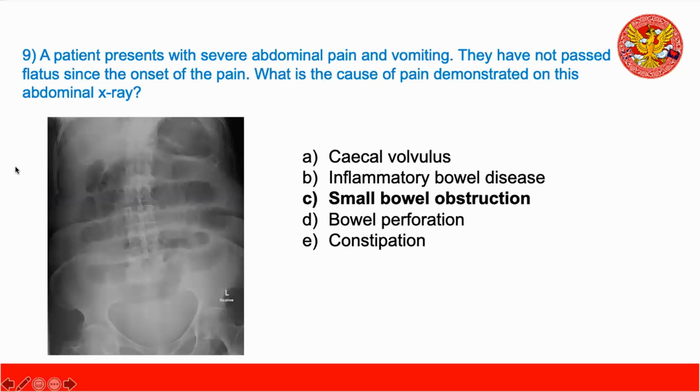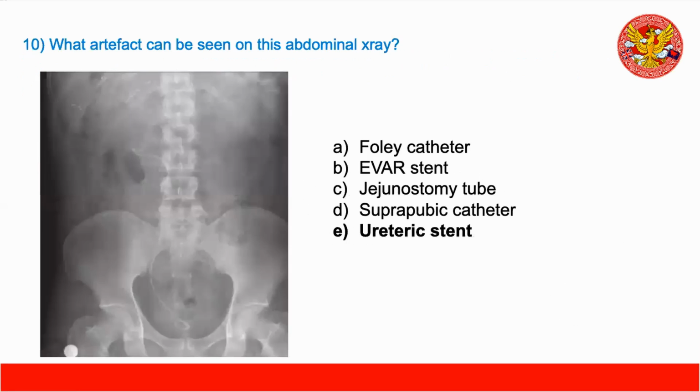This one is a patient who presents with severe abdominal pain and vomiting. They've not passed flatus since the onset of the pain. What is the cause of pain demonstrated on this abdominal x-ray? Again, you can list some differentials based on what they've presented with. They've been vomiting, they've not passed flatus and they have abdominal pain, which in itself is suggestive of some form of obstruction. And then when you look at the abdominal x-ray, you can see that the small bowel has that tightly coiled spring appearance, which is suggestive of small bowel obstruction.